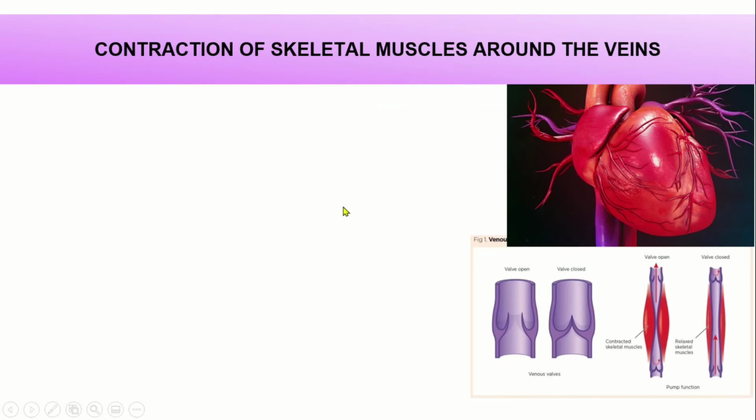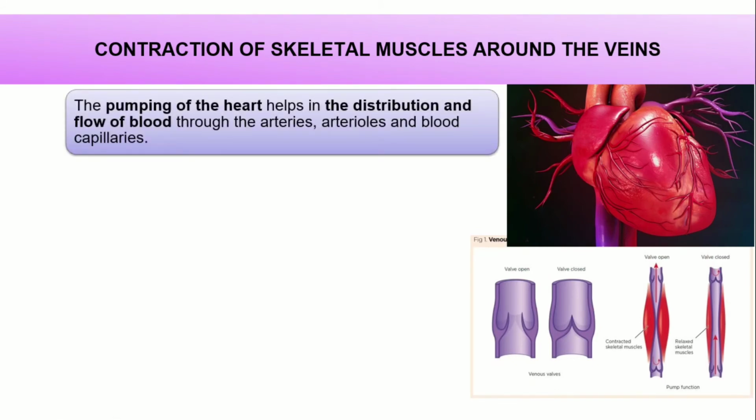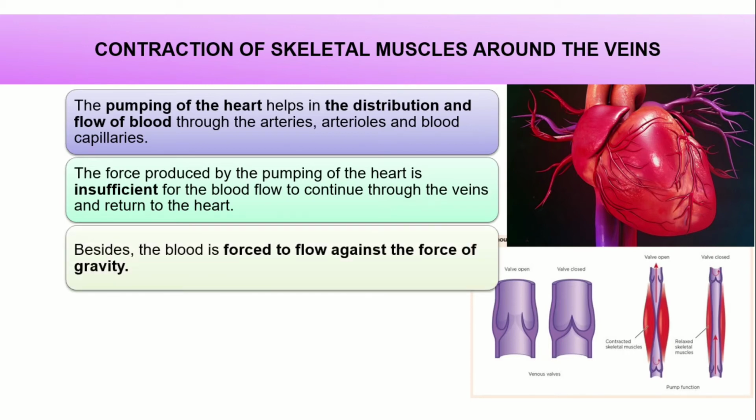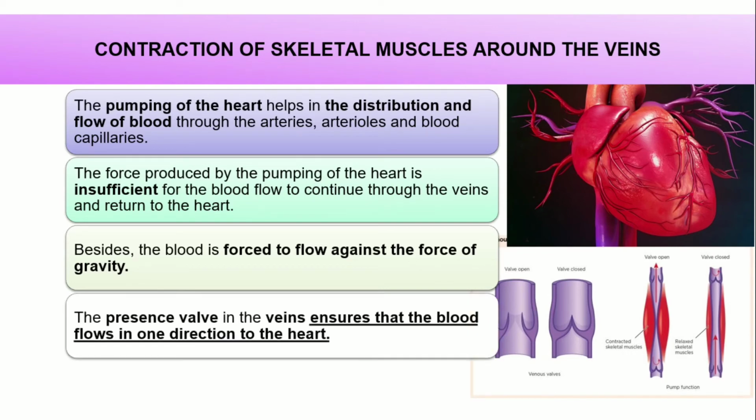This is the contraction of the skeletal muscle around the vein. The pumping of the heart will help the distribution and flow of blood through the arteries, arterioles, and the blood capillaries. The force produced by the pumping of the heart is insufficient. Therefore, the blood is forced to flow against the force of gravity. The presence of valves in the vein will ensure that the blood flows in one direction to the heart.